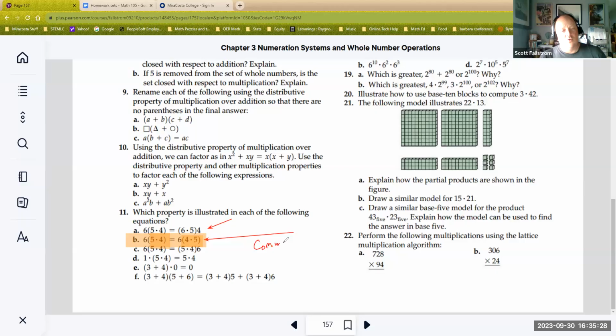And since the order changed, that is the commutative, not communitive, like communion at church. It's not like that. It's commutative, like a commute forwards and backwards from work. All we're doing is changing the order. Commutative of, oops, a glitch with the pen there. Sorry about that. Commutative of multiplication. Okay. So keep that in mind. That is a tough one.